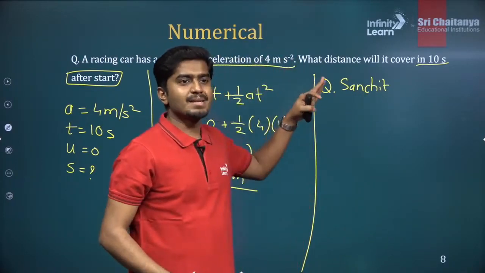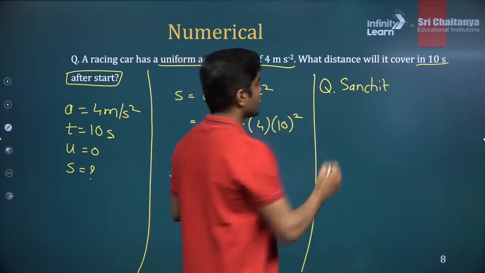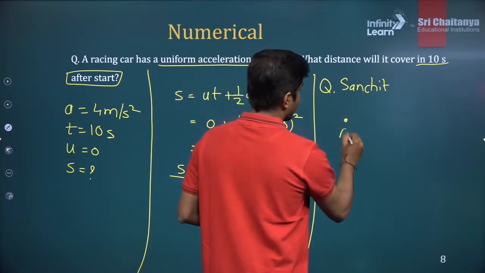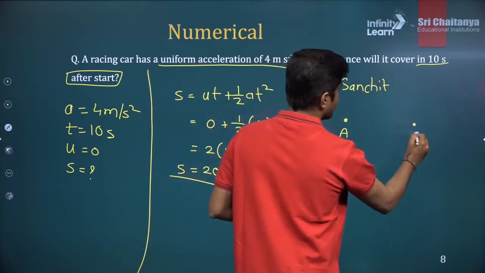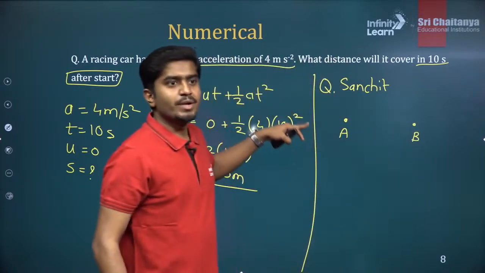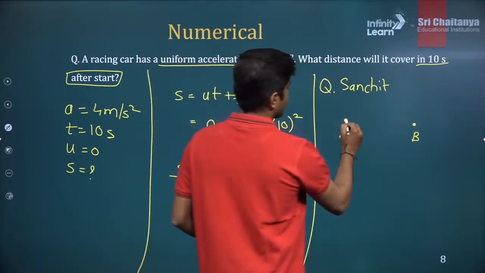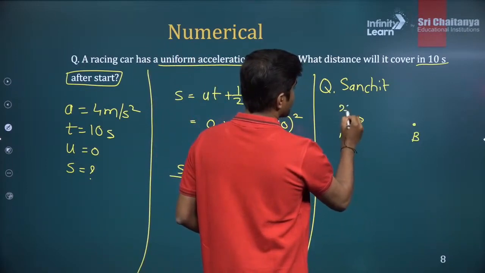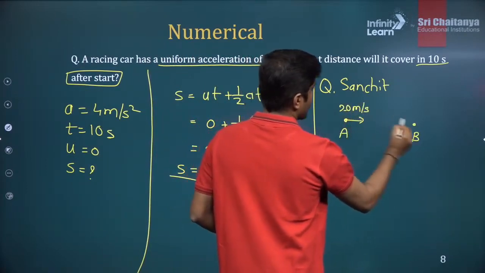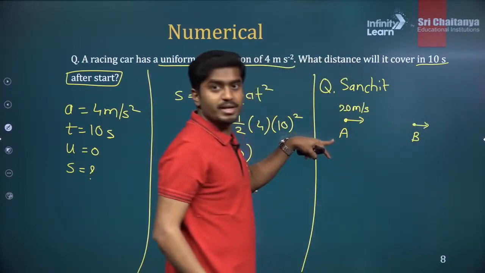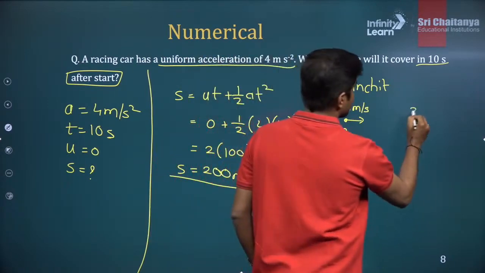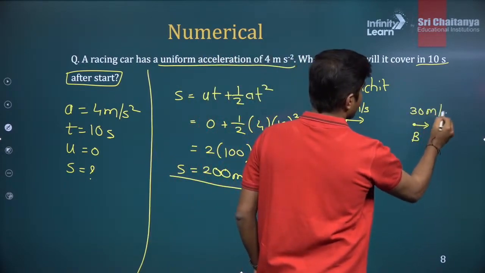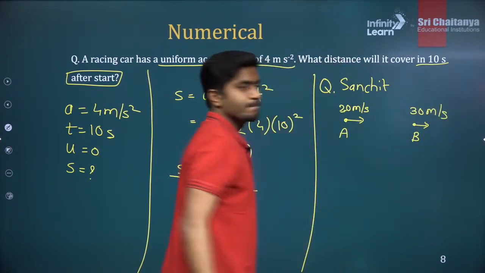A body passes points A and B. So let's suppose this is point A and this is point B here, with 20 meters per second and 30 meters per second. At A it is 20 meters per second. At B it is 30 meters per second. Okay.